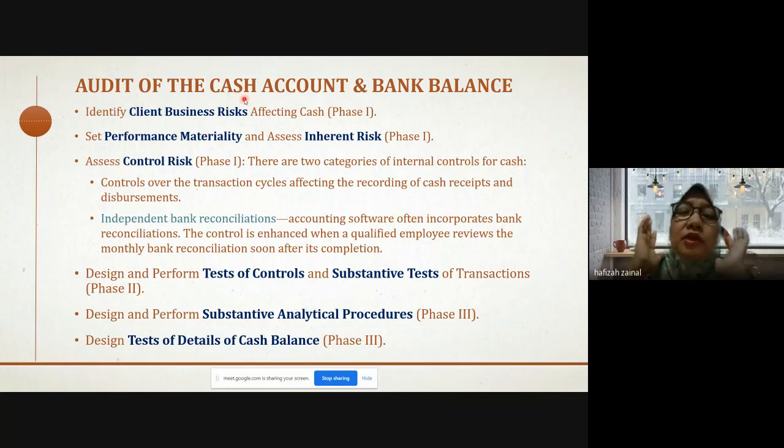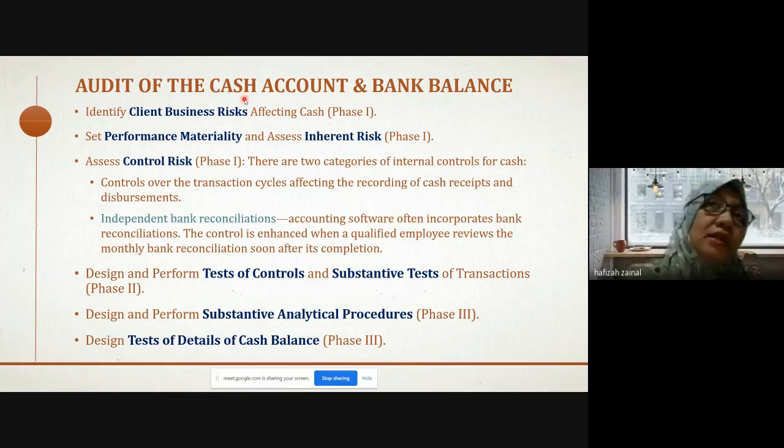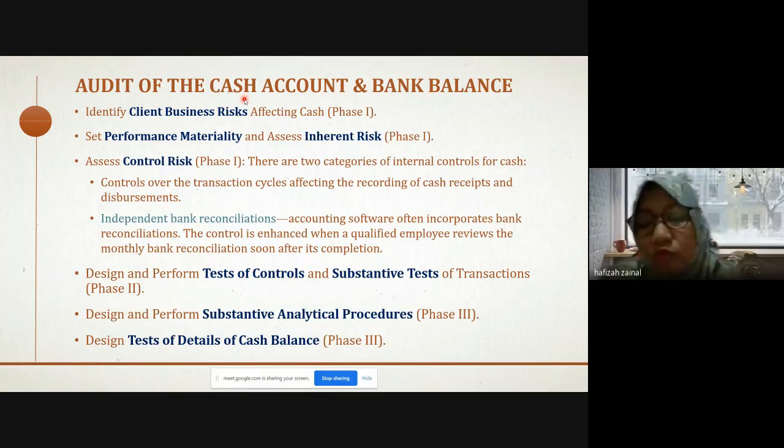Okay, so once we have done the assessment of the nature of the business, the assessment of the risk, and the assessment of the controls, we perform tests of control and also substantive testing. So phase 2 is where you are already in the field work, where you perform your audit tests. We have test of control, substantive testing, analytical procedures, and also test of balances. This is what we are going to do in the field work.